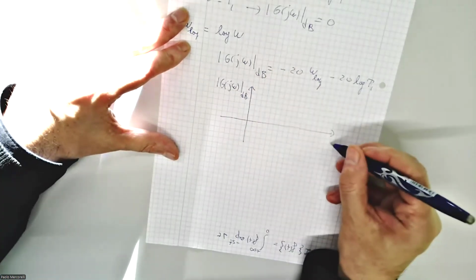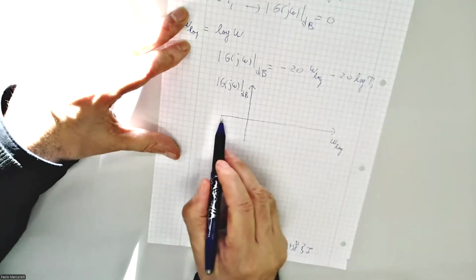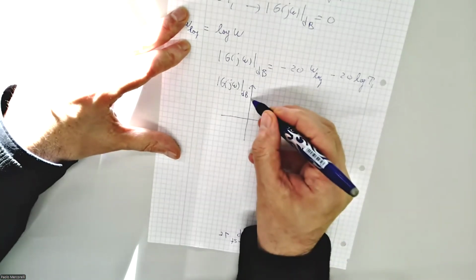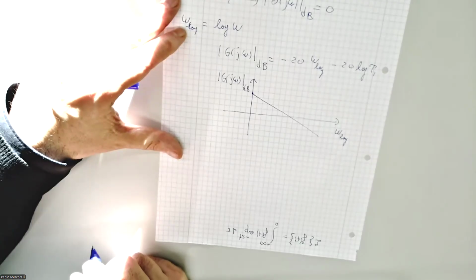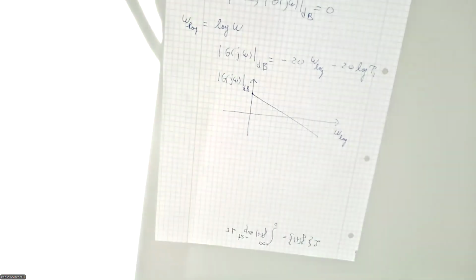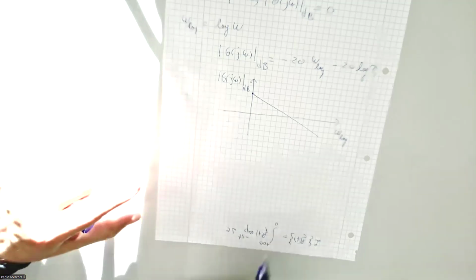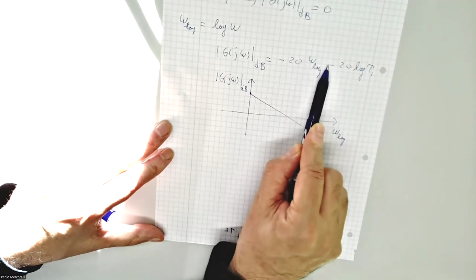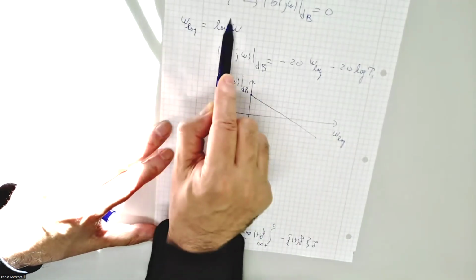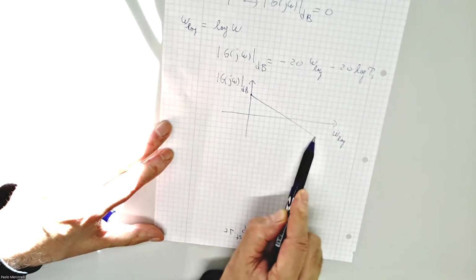Now we can see that in the new scale, we have a linear function, which is exactly what I show you here. With respect to omega log, so defined in a new variable, we have a linear function, we can see from here.